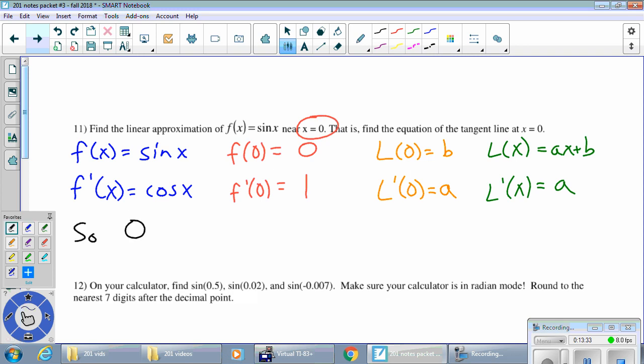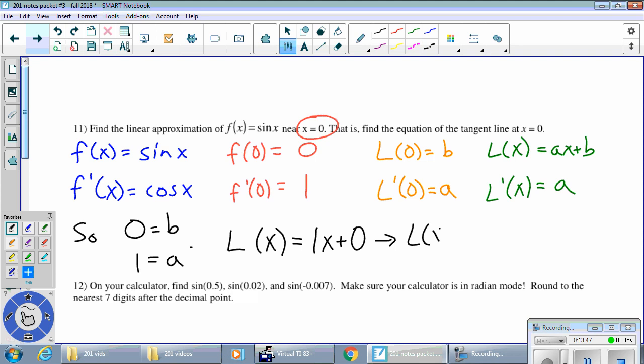And so we get 0 equals b, and 1 equals a. Remember, your final answer is not those. Your final answer is rewriting the function that you invented. So ax plus b becomes 1x plus 0, or simply L of x equals x.